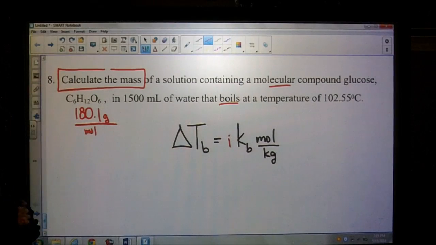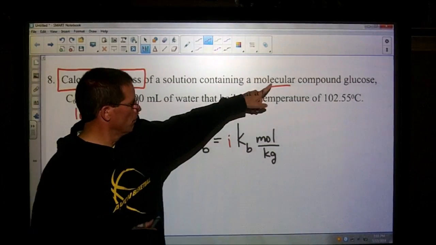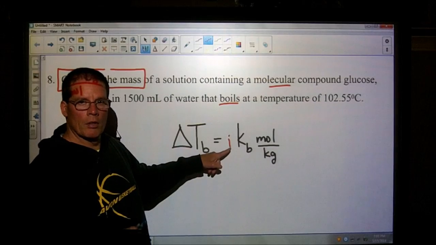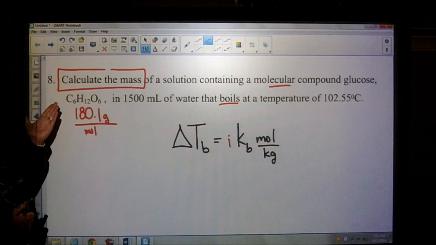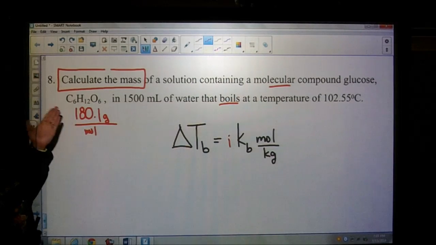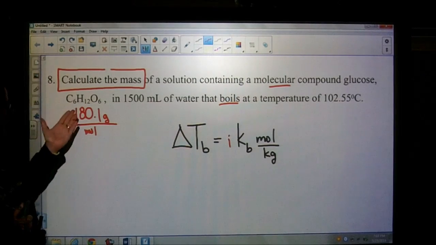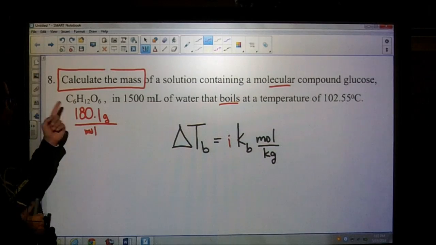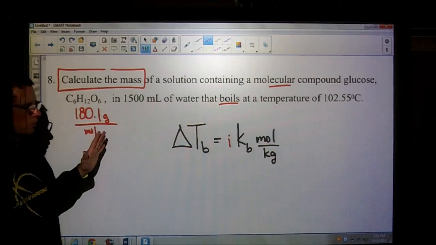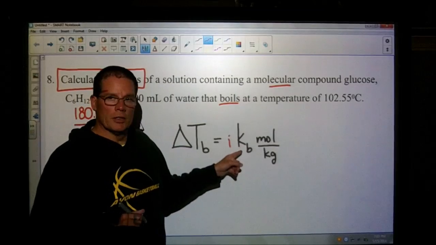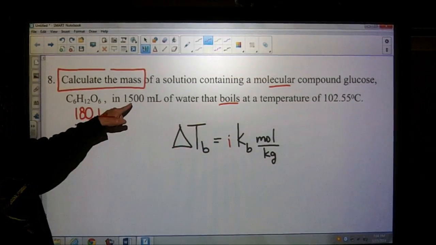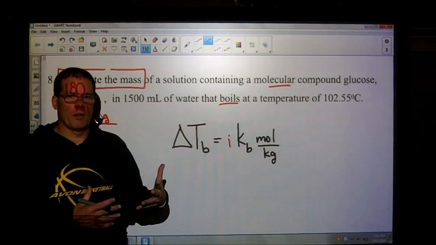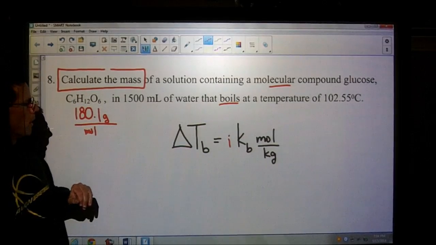So let's see what we know here. Well, molecular means that the i is a value of 1. It doesn't dissociate. It's a non-metal or a molecular compound. So the Van't Hoff factor is 1 because you have carbon, hydrogen, oxygen. There are no metals. The constant is a constant. The kilograms, we have 1,500 milliliters. We can find out how many kilograms that is. We won't do it just yet.